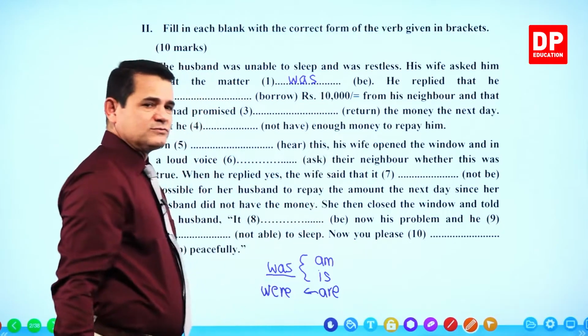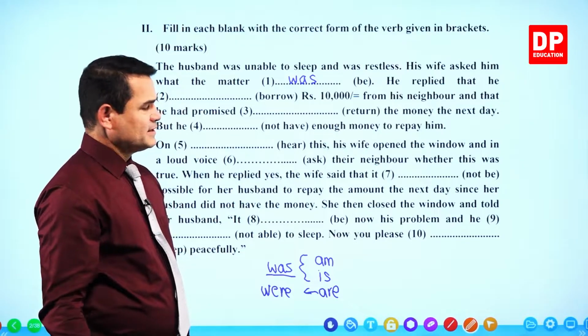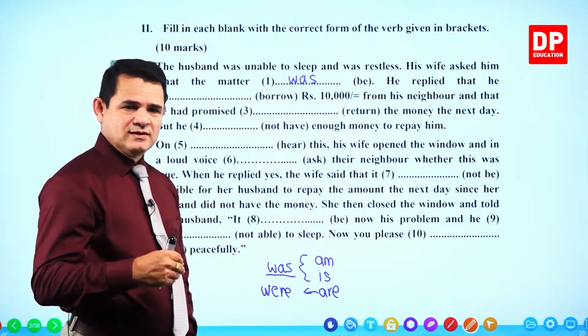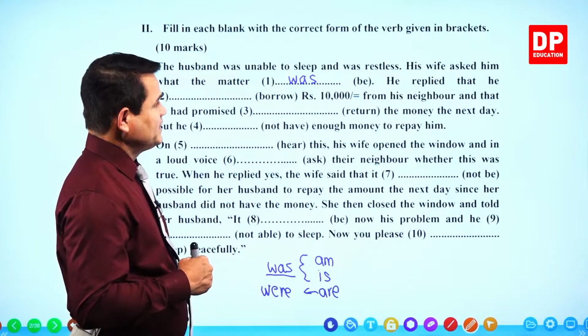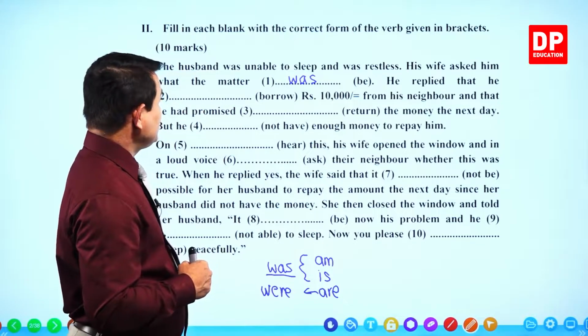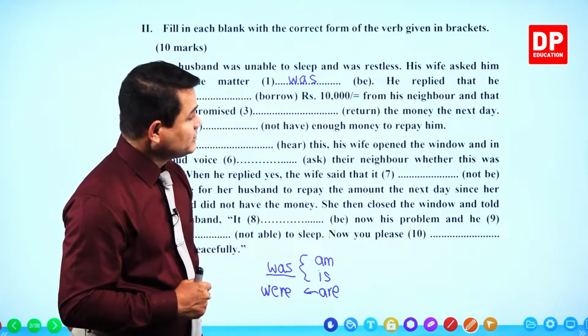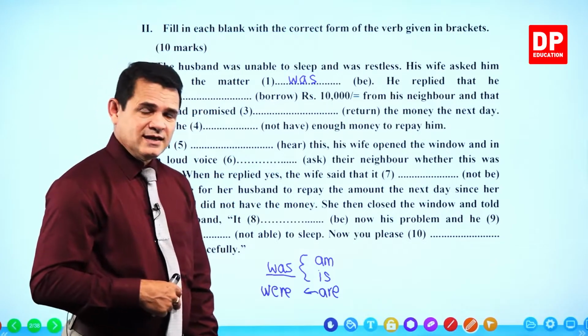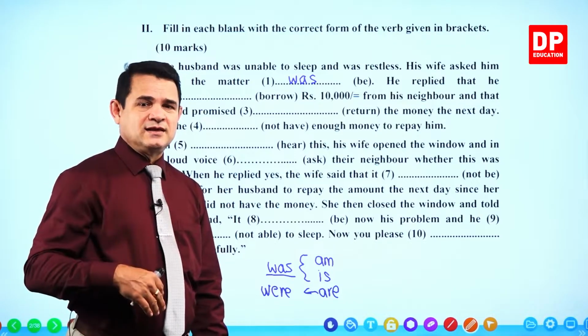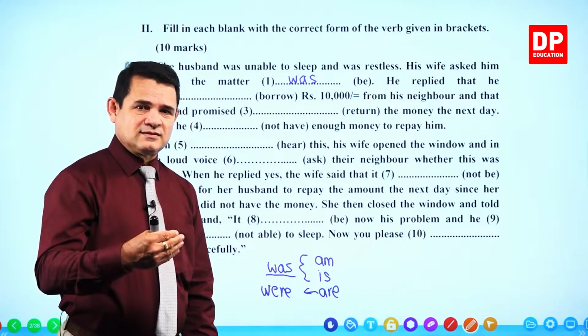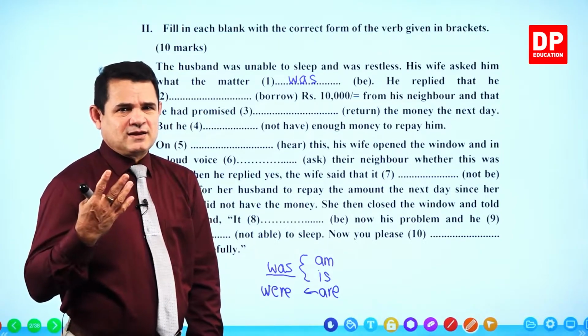What was the matter? What is this problem? He asked from the wife. The wife asked from the husband. He replied that he blank 10,000 rupees. He replied that he borrowed 10,000 rupees, or had borrowed. Both are correct.